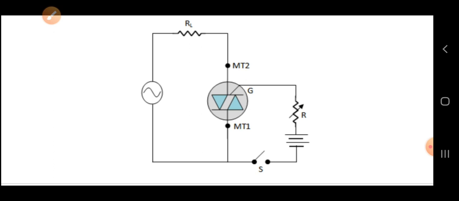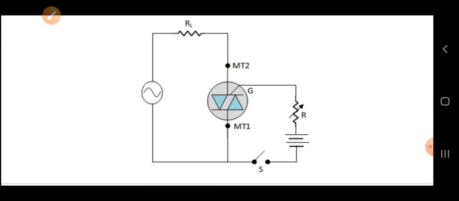Obviously, when the gate is not given and you are applying the AC supply, initially the AC supply is very low, and the gate is also not connected, that is, the switch is open. So you can imagine there is no flow of current in the TRIAC. If it is not conducting current, it means it is in the off condition. Even with no gate current, the TRIAC can be turned on. How is it going to be turned on?